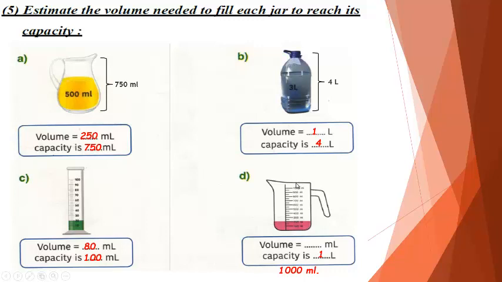So I'm going to subtract 1000 minus 200. It will equal 800. If you want to make sure, add 800 plus 200. It will equal 1000. And 1000 here is the full capacity of this jar. That's it. This is our lesson today about the volume of liquids or the capacity.